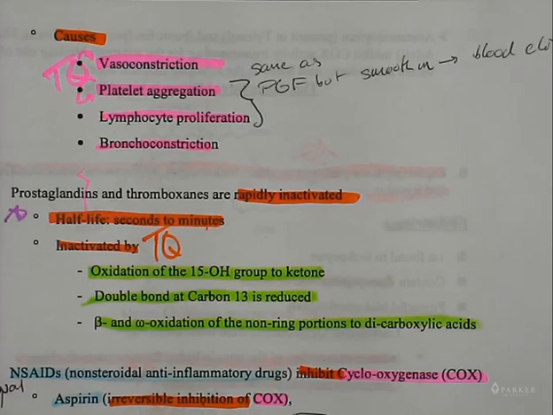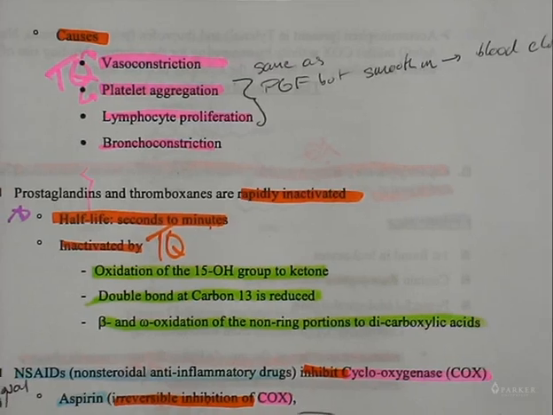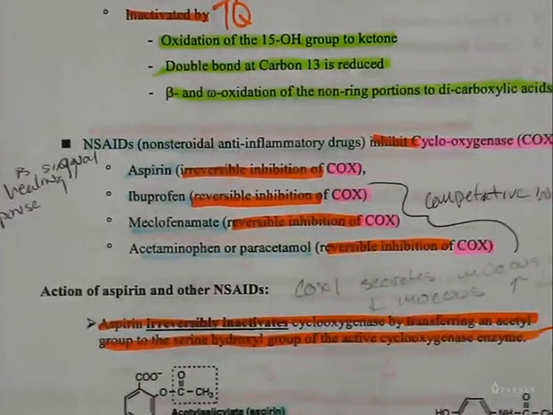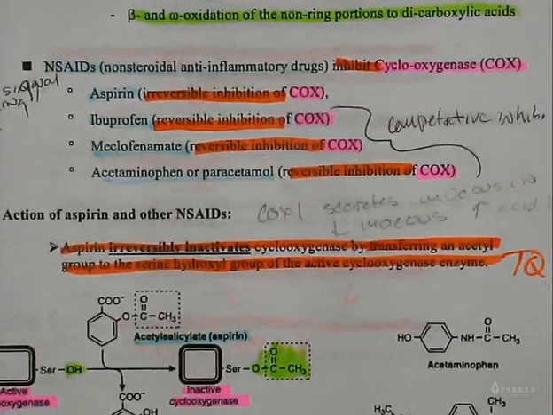They're rapidly inactivated, with a half-life of seconds to minutes. They're inactivated by oxidizing the OH group at position 15, breaking the double bond at 13, adding stuff to the ends, or breaking the ring. If you change the structure of these guys, especially its key structural characteristics, you inactivate them. And it only takes seconds to minutes. Cool? All right, now key point right here.